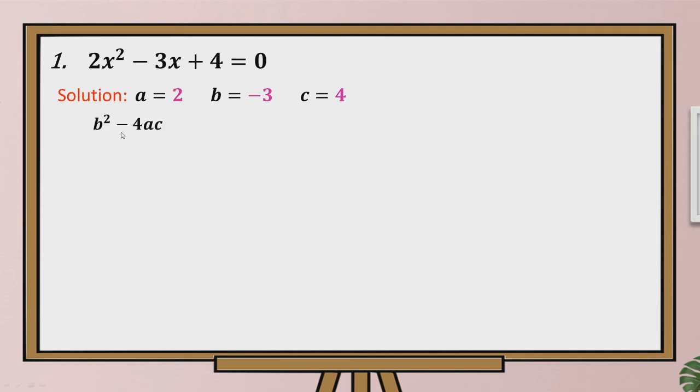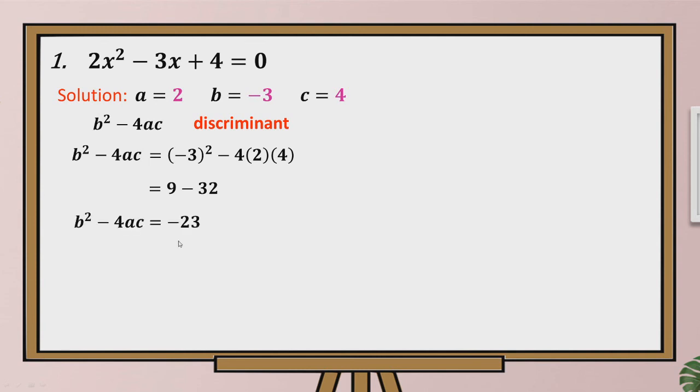And using our discriminant, we will substitute these values. Therefore, our discriminant is equal to negative 3 squared minus 4 times 2 times 4. And negative 3 squared is equal to 9, and this is equal to negative 32. So we have 9 minus 32, so this means that the value of our discriminant is negative 23.